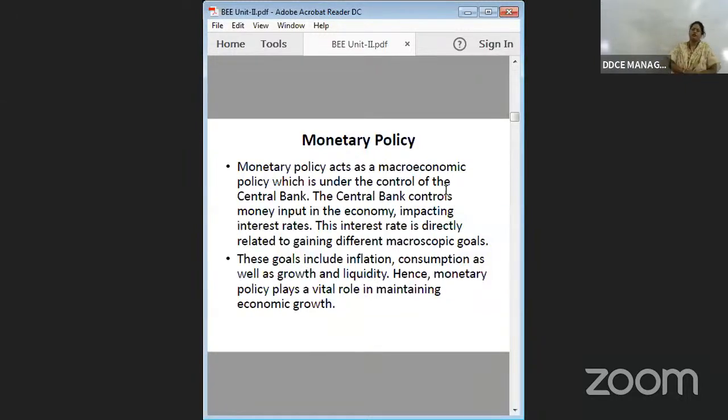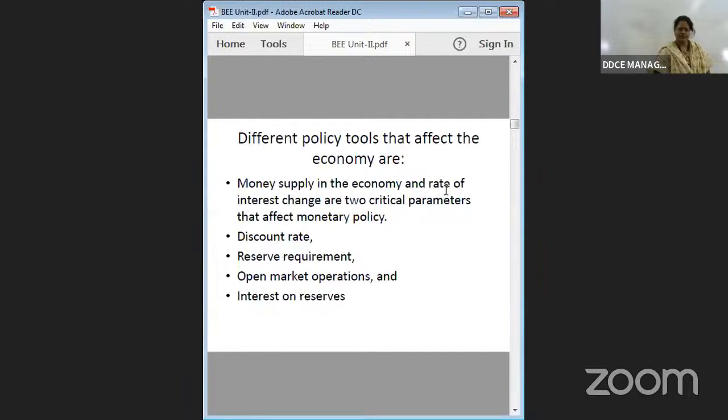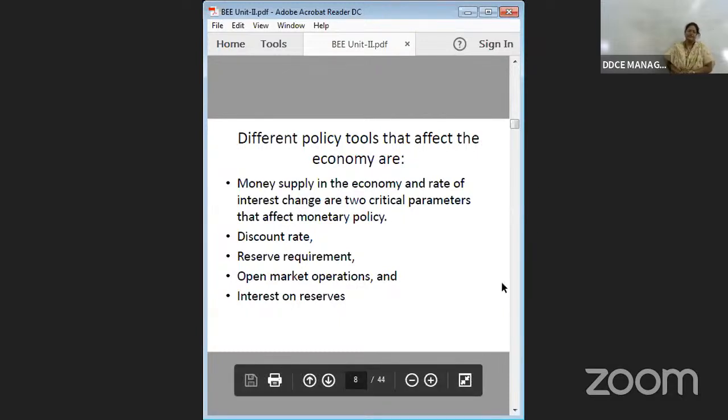Discussion about what is monetary policy. Right? So today we will proceed with the monetary policy, then followed by fiscal policy. So remember there are different policy tools. See your slide.